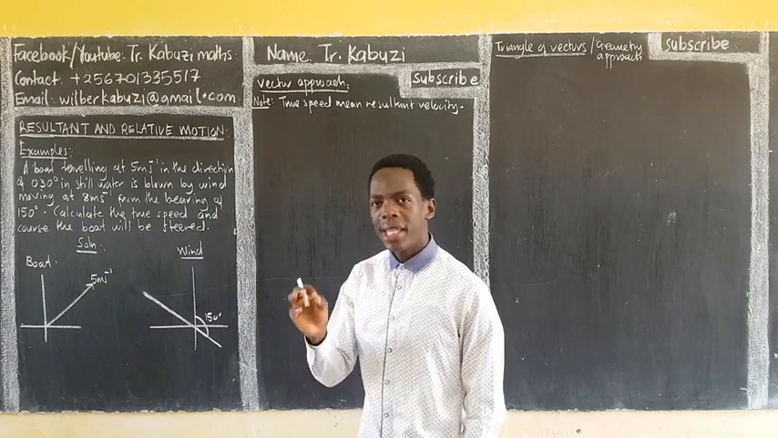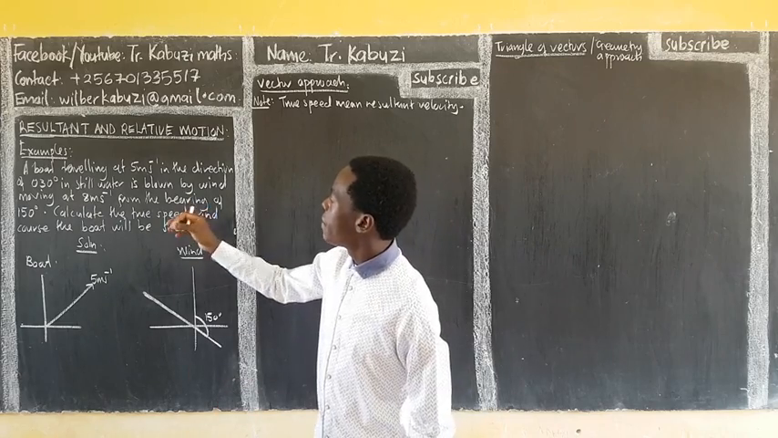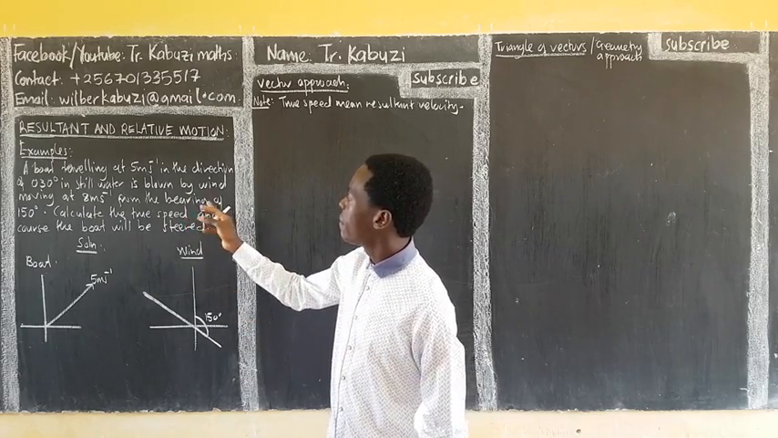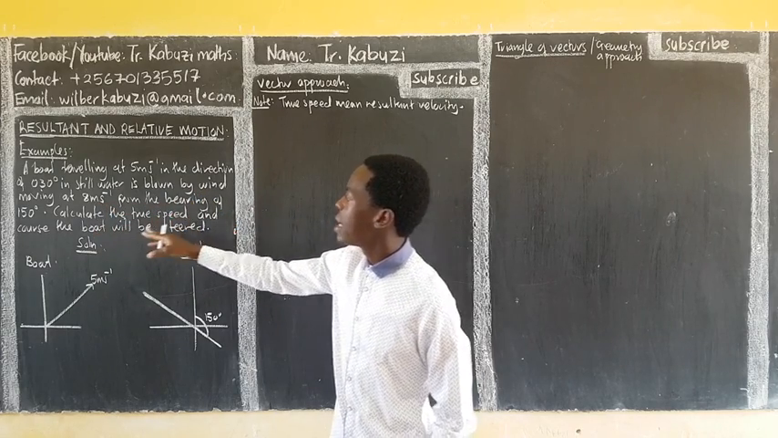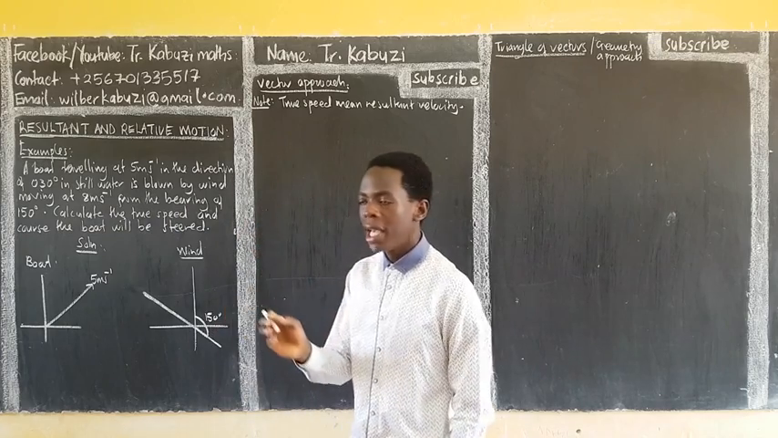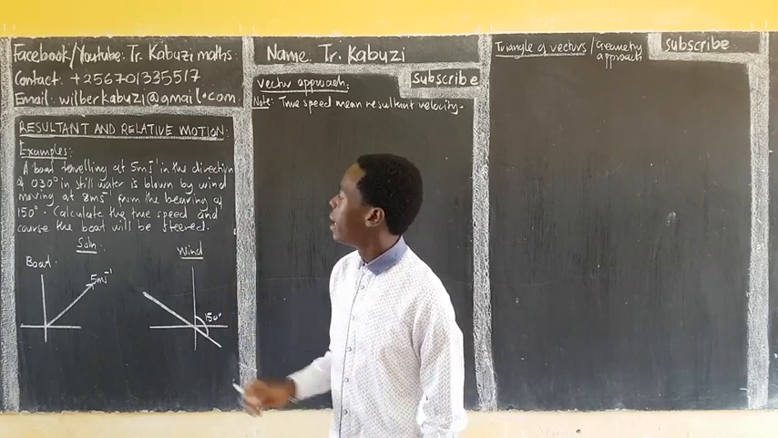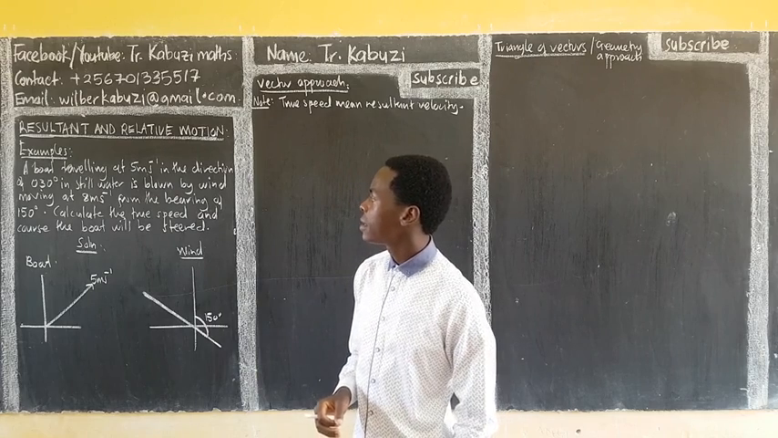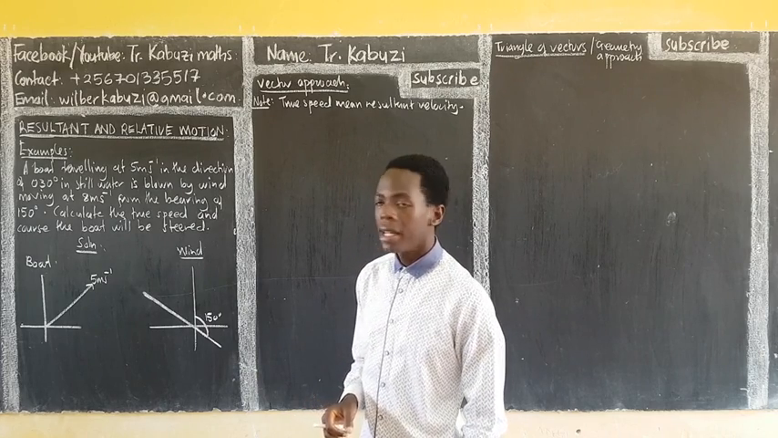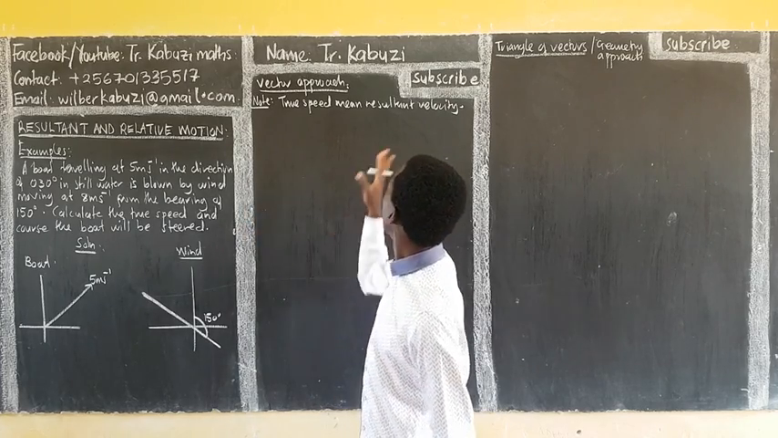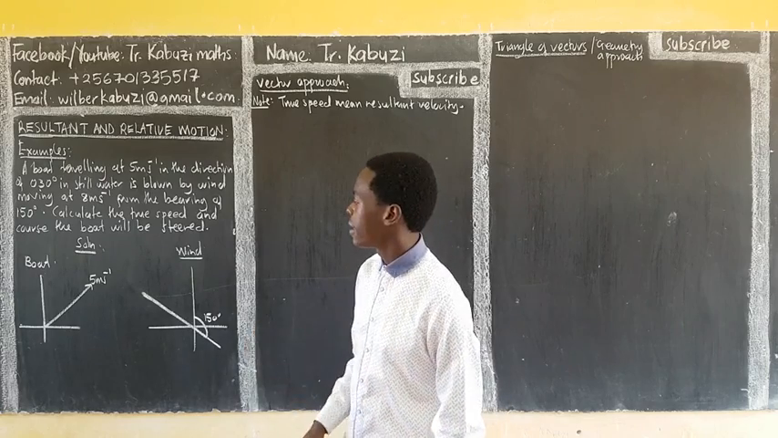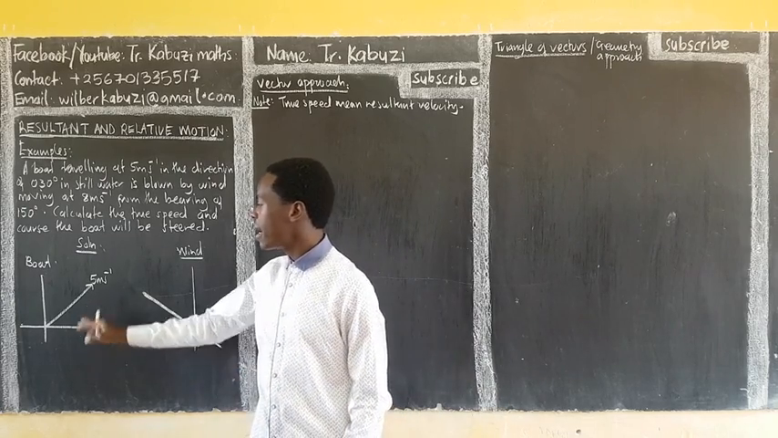The word "from" is so careful. "From" is so important. It is blown by wind in the direction of 8 meters per second from a bearing of 150. The word "from" means it's from there. Calculate the true speed and the course the boat will be steering. The true speed means the resultant velocity. As simple as that.